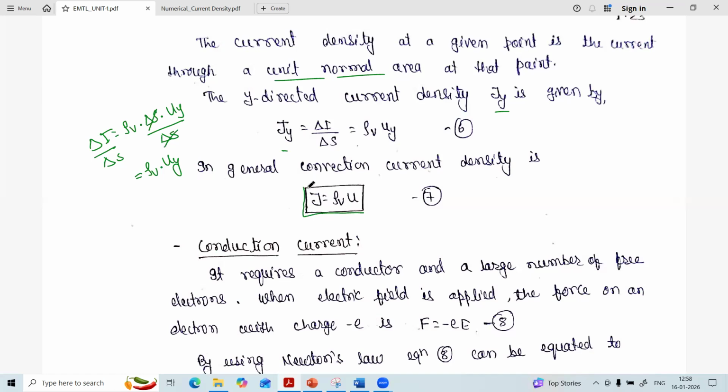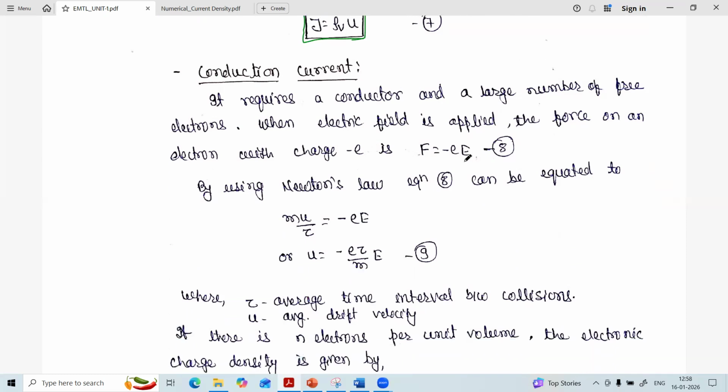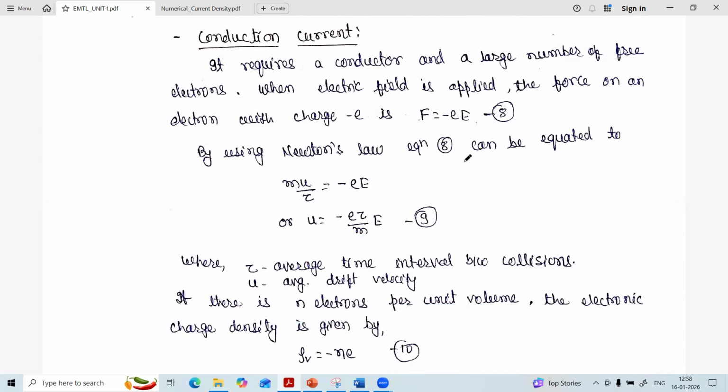So this convection current density doesn't follow Ohm's law, and this current doesn't require conductors. Okay, here we are considering the elementary filament. Next, we have conduction current density. We are very familiar with this conduction current density. It requires a conductor, so the name itself is conduction. It requires conductors and a large number of free electrons to obtain the conduction current.